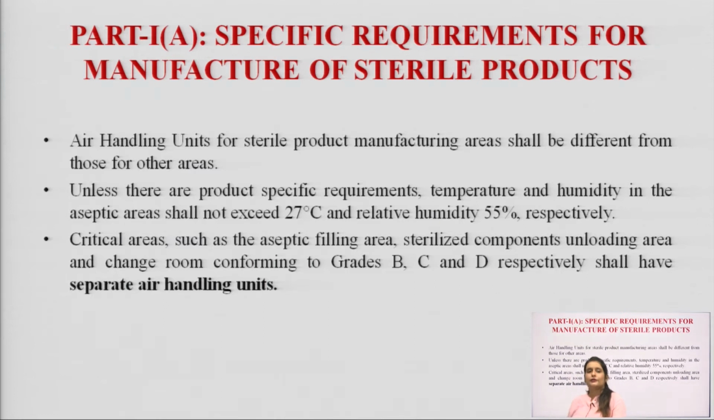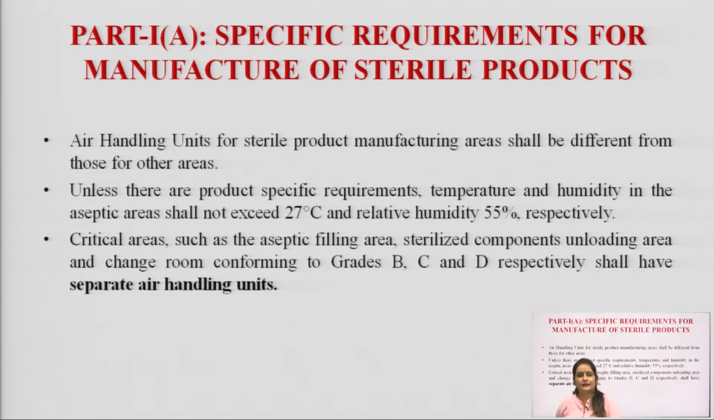Air handling units should be provided for sterile products for proper temperature and humidity. Manufacturing area shall be different from those for other areas. Unless there are product specific requirements, temperature and humidity in the aseptic areas shall not exceed 27 degrees Celsius and relative humidity 55 percent respectively. So, air handling units should be provided for sterile preparations to maintain the proper temperature and humidity.